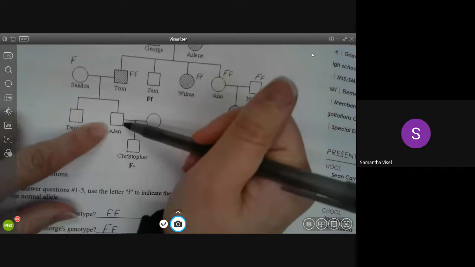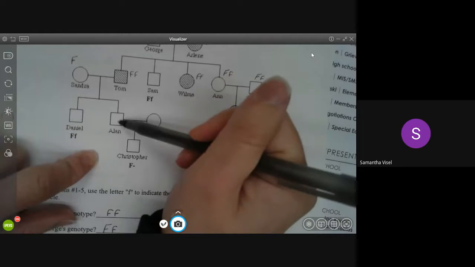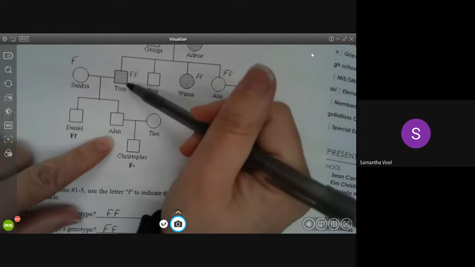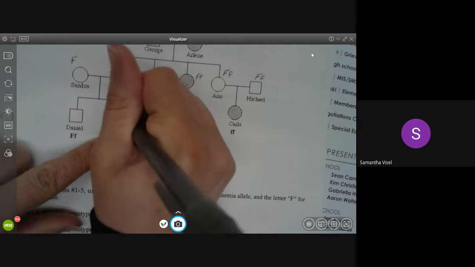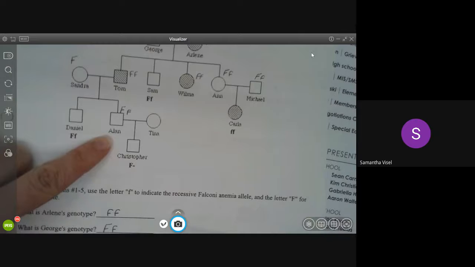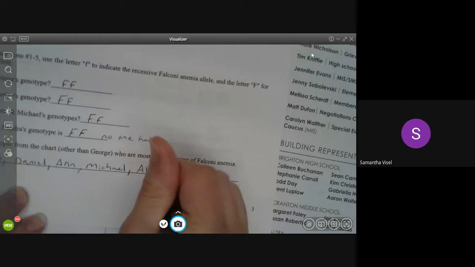Here for Alan, so Alan does not have anemia, but his dad does. So his dad would have to give him a little f, and since he does not have anemia, he would have to have a big F. So Alan we can throw in this list.